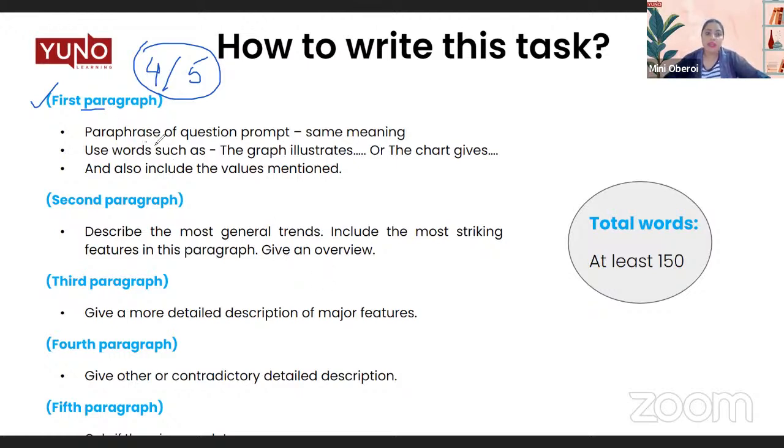So paraphrase of the question prompt, that is important. We must paraphrase the question. The given diagram depicts the step-by-step process of, right? That's how we can begin our report. And we must mention how the values given is something measured in rupees, dollars, pounds. But of course, when it comes to a map, we do not have any values given, right? In 99% of the cases, there are no values mentioned. So there's no need to worry. You don't have to force it.